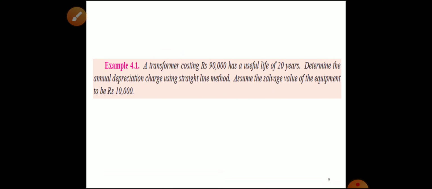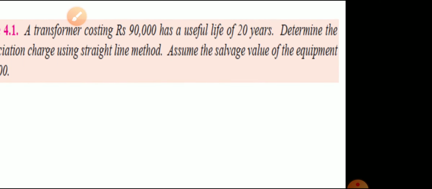One more example we'll see. A transformer costing 90,000 has a useful life of 20 years. Determine the annual depreciation charge using the straight line method. Assume the salvage value of the equipment to be 10,000.